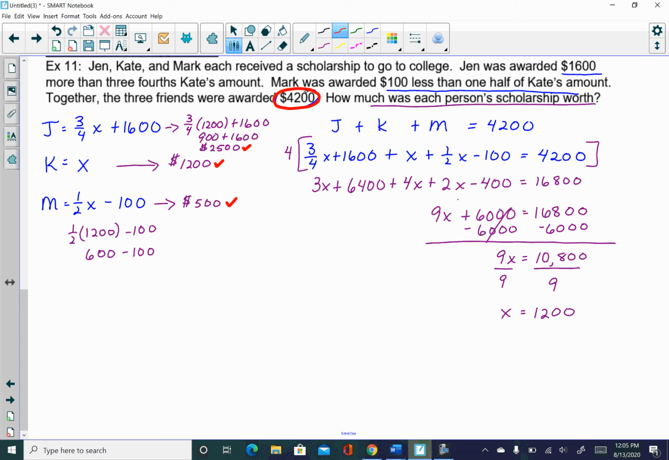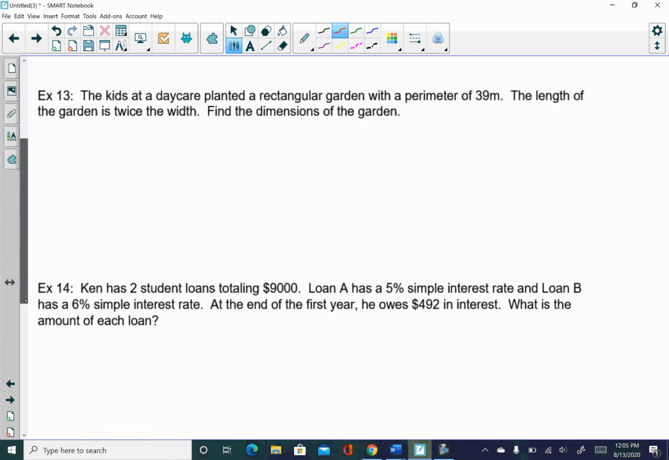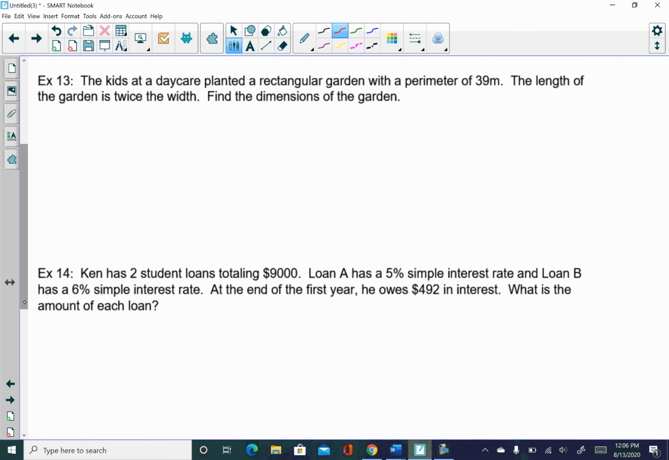Okay? Let's flip it on over then to the last page. Again, I highly recommend you stop the video, try example 12, and check yourself by the solution key. I'm going to look at the rest of the problems on this page, though, because they're all just a little different. Actually, in example 13, I'm going to half work it with you. It says the kids at a daycare planted a rectangular garden with a perimeter of 39 meters.